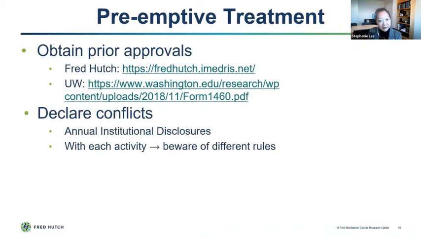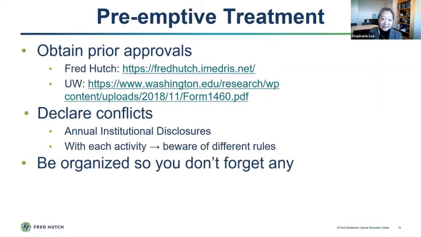You also have to declare your conflicts. So even if you have prior approval and then you do that consulting or you're part of that startup or whatever, then you have to declare your conflict. And you do that through your annual institutional disclosures. And you also have to do that with each activity. And I will caution you to beware of different rules. Unfortunately, there really is no standard. And sometimes you have to declare things that are 2 years old or 3 years old or directly related or everything or at a certain amount. There is no standard. And so just be sure you read what that disclosure form says very carefully.